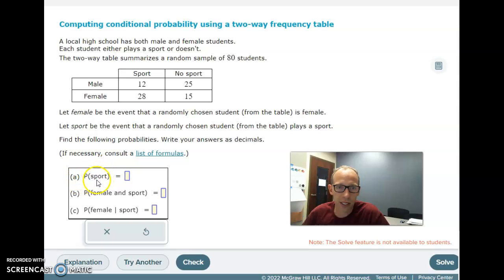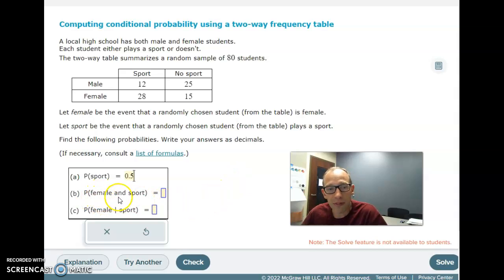It's asking us the probability that a student is playing a sport. Now, if there's no condition, if there's no "given that," like we have in part C, then we're talking about our entire group of 80 students. So this would be our total, the bottom of our fraction: 80. The probability the student plays a sport, well, everyone in this column plays a sport. If we add them up, there's 40 of them. So 40 out of our 80 play a sport, and 40 divided by 80 gives 0.5, and I'll put the 0 there just to satisfy Alex, even though it doesn't matter.